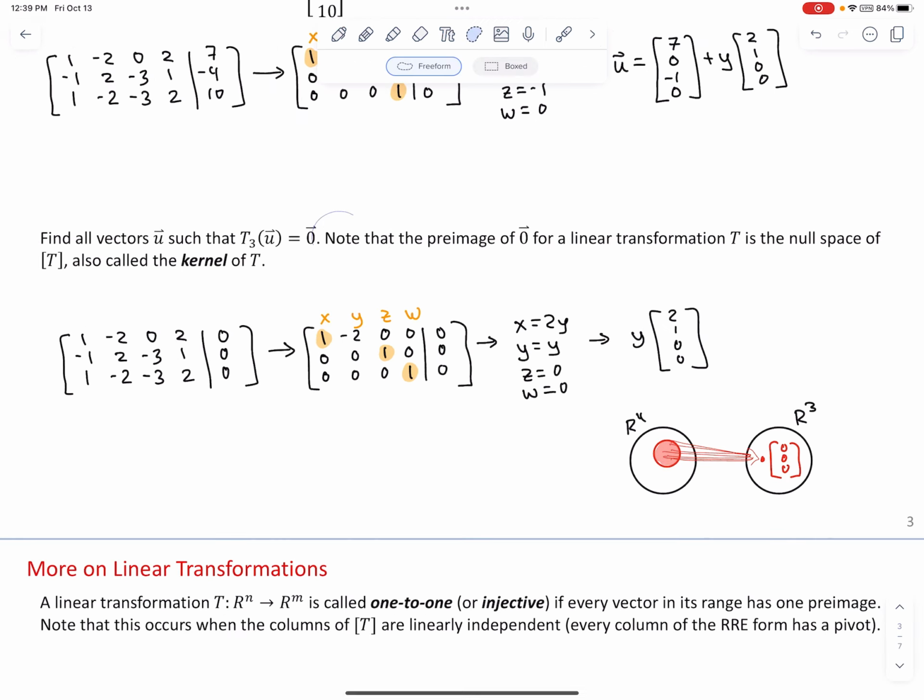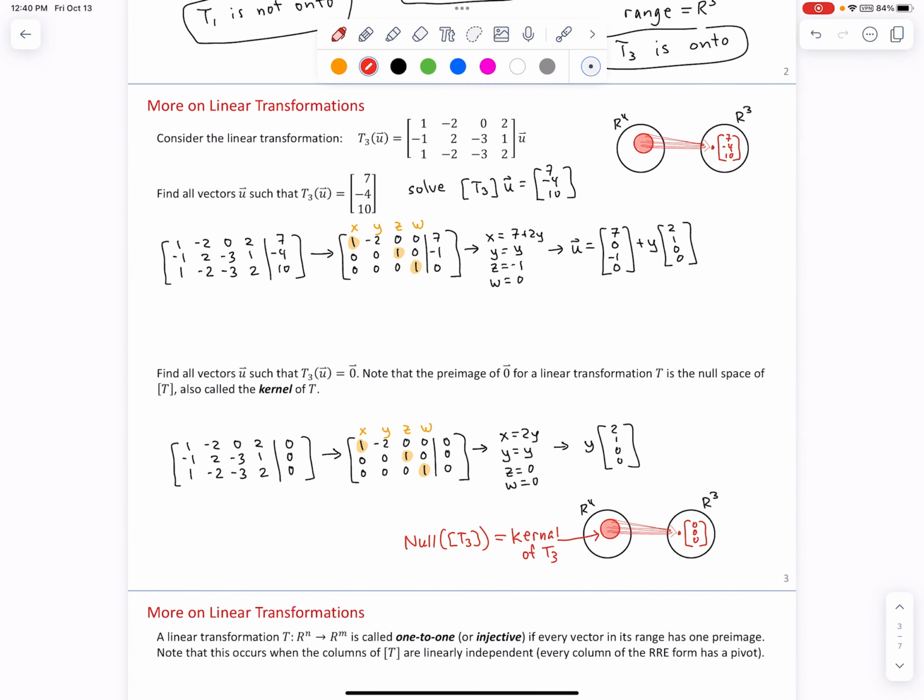Reading right here, note that the preimage of 0 for a linear transformation T is simply the null space of that transformation's standard matrix. It's a set of all vectors that map to 0. But in the context of linear transformations, we have yet another word to describe this set of vectors, and that's called the kernel of the transformation T. So this red collection of vectors in R4, it is the null space of T3's standard matrix, and we're also calling that the kernel of T3. All right, let's go to the next page.